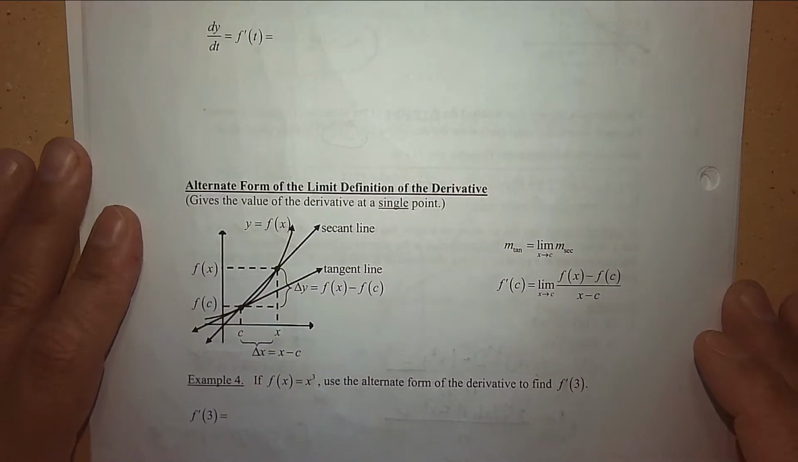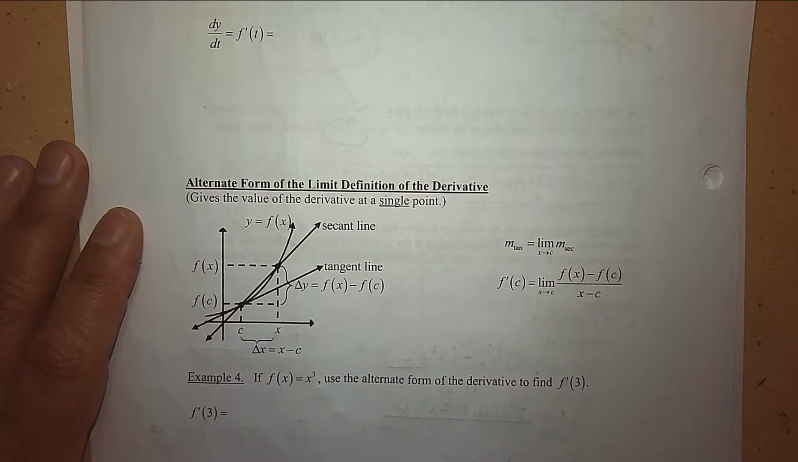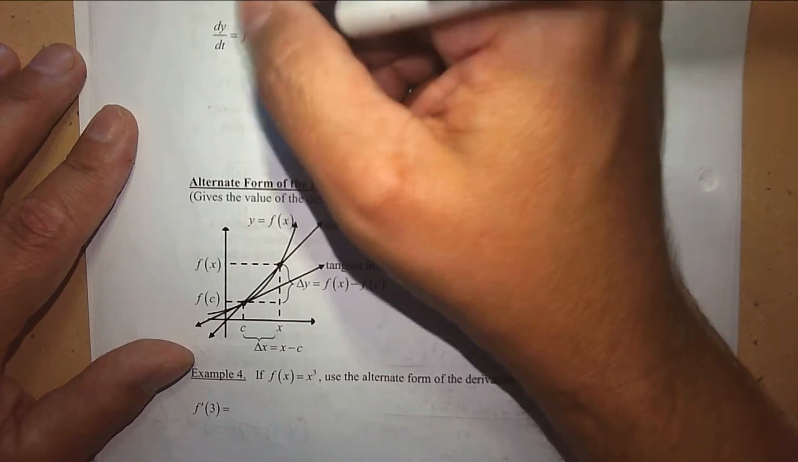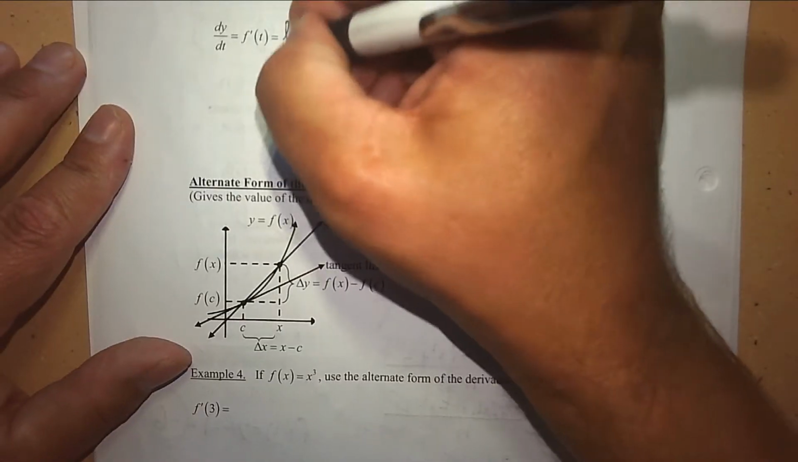Switching up the letters on you. Can you do this with respect to t? So now we have x, we have t. What would the limit definition mean here as h approaches 0?